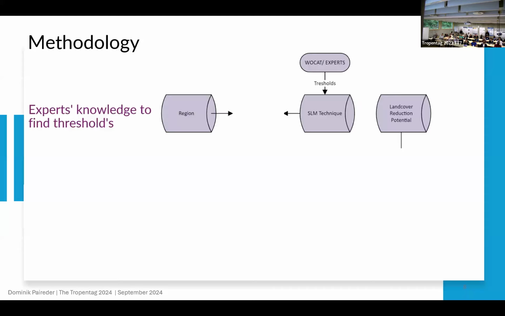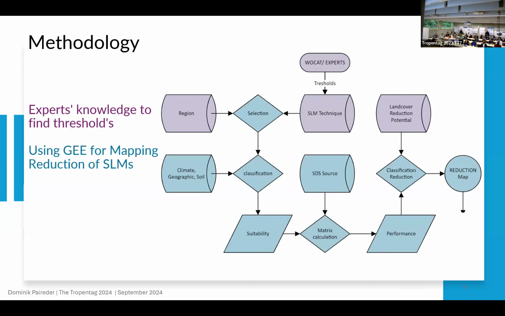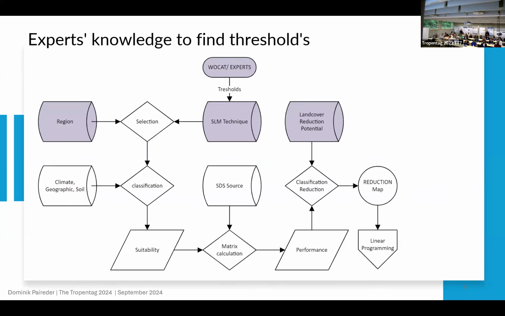Then they mitigate the sand and dust storm source itself. This is why we focus on them. How are we going to do that, or how are we already doing that? We have some experts' knowledge to find the thresholds of the different sustainable land management methods. Then we're using Google Earth Engine, which I'm going to cover afterwards, for mapping the reduction by the sustainable land management methods. And we also assess the effectiveness of the SLM methods through linear programming. At first, let's have a look at the expert knowledge.